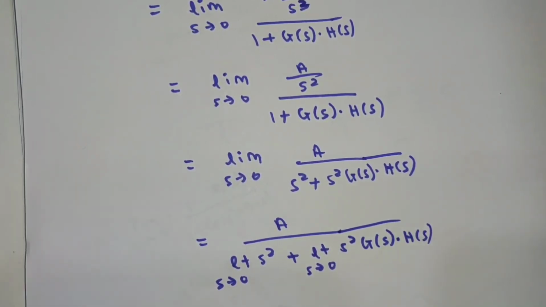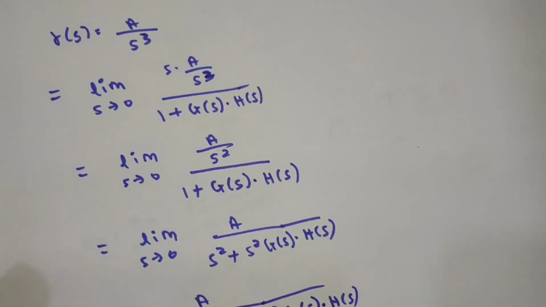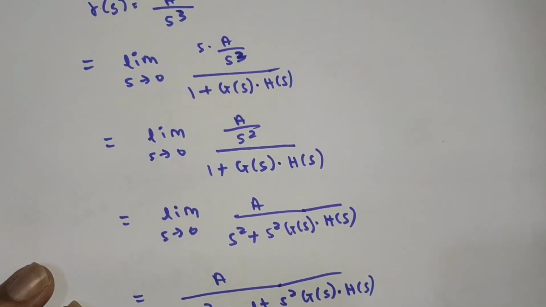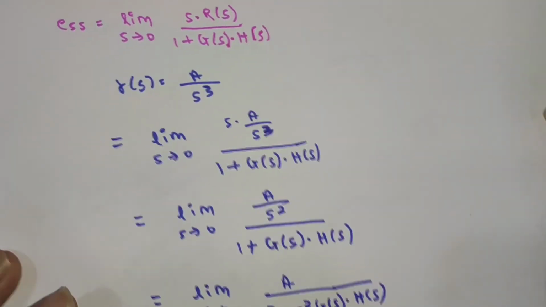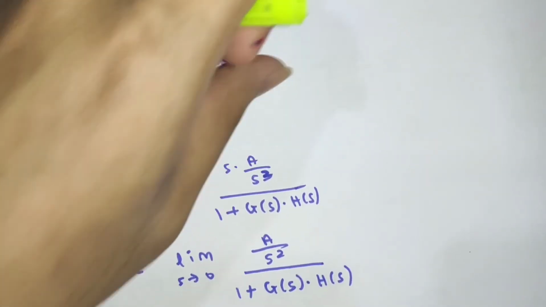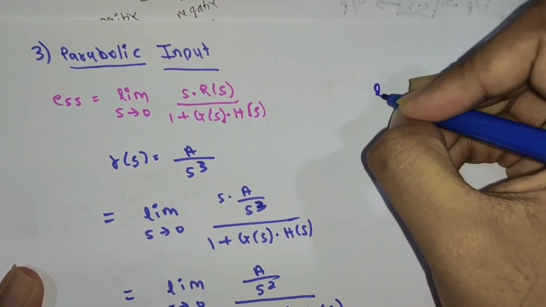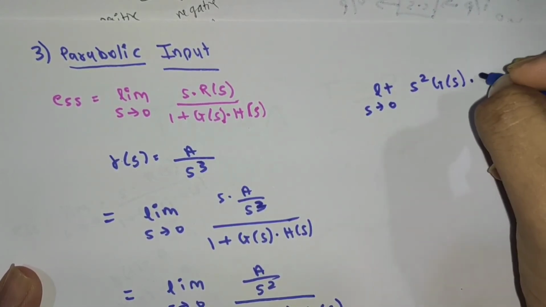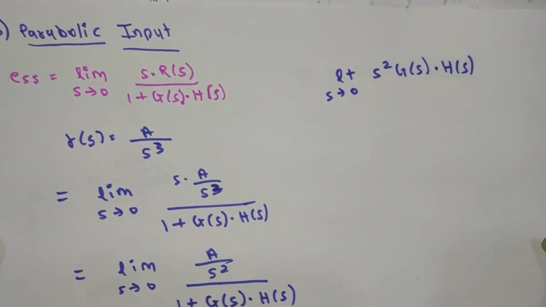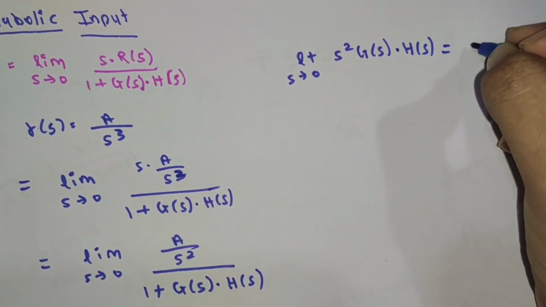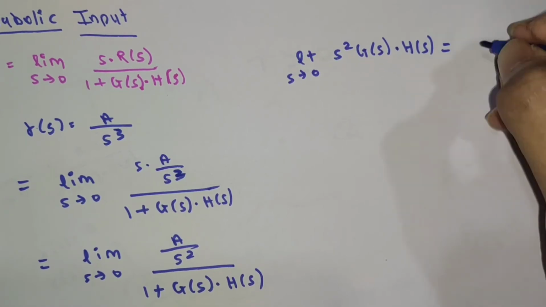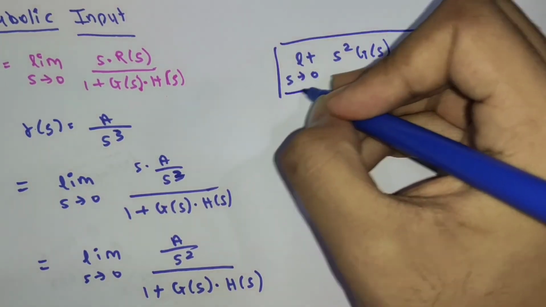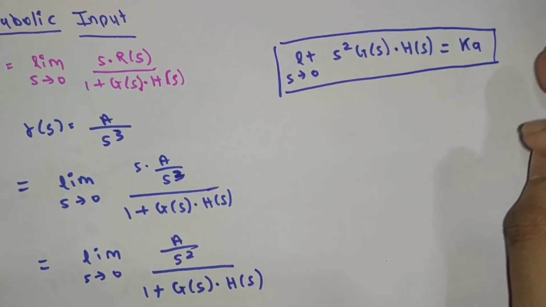And now here another new term is introduced. That term is called the acceleration error coefficient. Now what is the acceleration error coefficient? The limit S tends to 0 of S square G(S) into H(S), the term that we have got in the denominator, this term can be written as Ka. This Ka is the acceleration error coefficient.